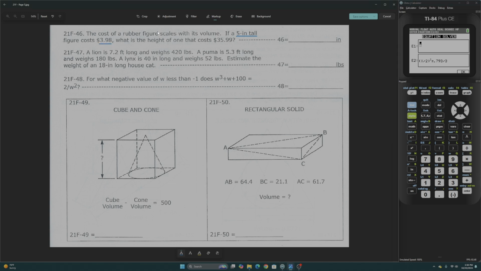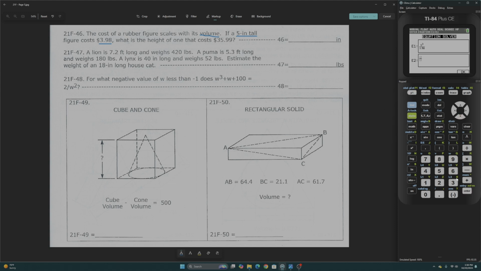So for this scale, we're going to have to cube it to put it in the same dimension as the cost, because we have to put it the same as volume. So we're going to have 5 inches cubed, which is now in the same dimension as volume, which is linear to the cost. 3.98. If I could put the 8, there we go.